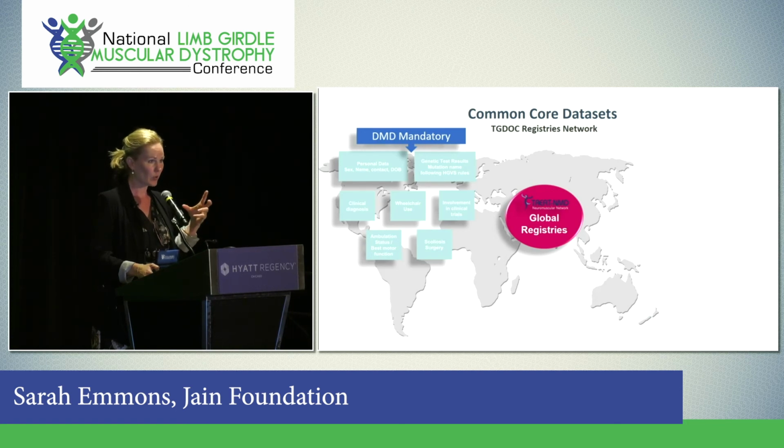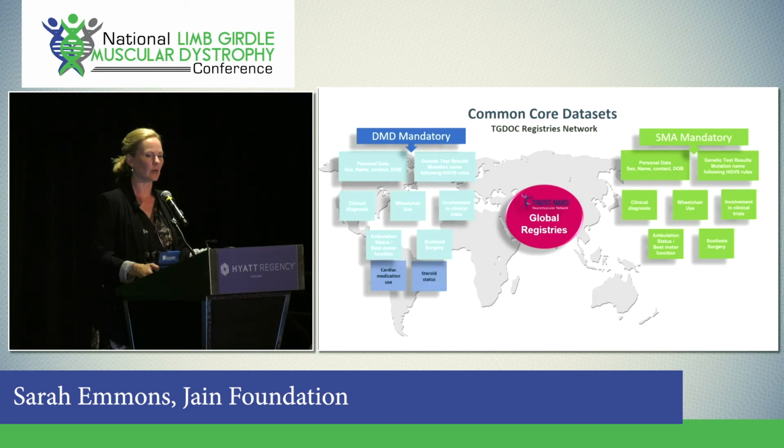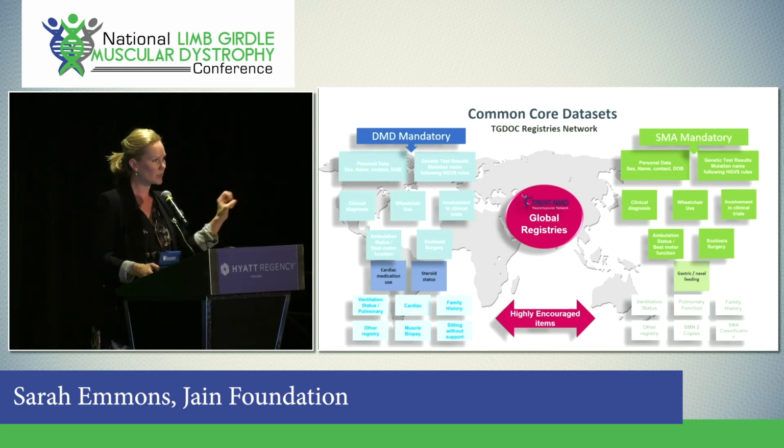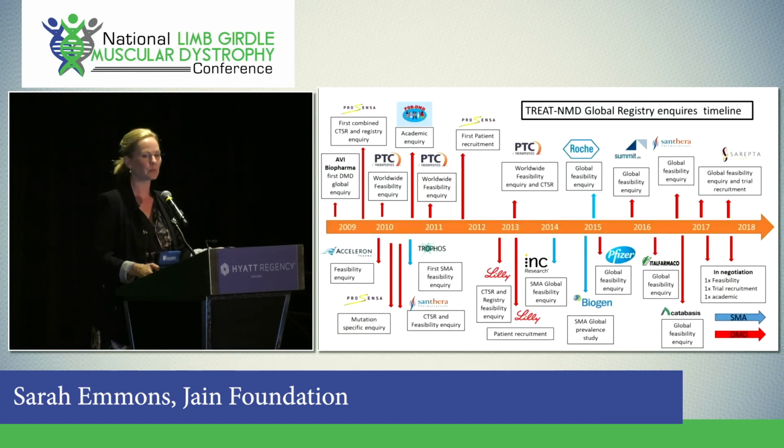Having a common core data set so that information can be pooled and used as a whole is a big concept we need to constantly think about. Same thing with SMA. They had their common core data sets that were mandatory, then additional information being collected for these registries, and then highly encouraged items. What they're trying to do is create something that all the registries have in common. Even if they're done differently, at least they have this in common so that together they can have a much larger data set.